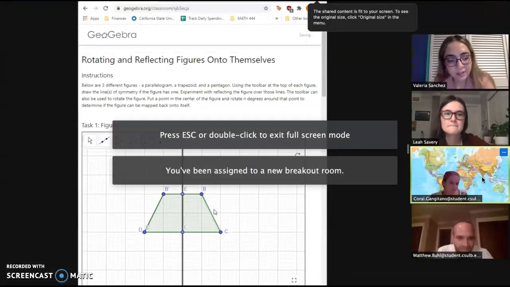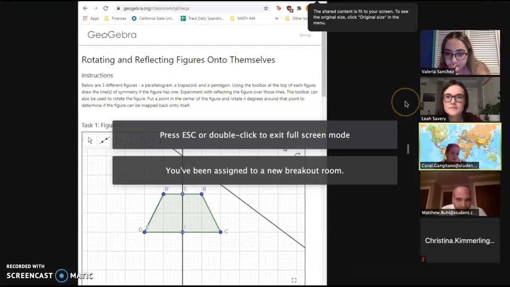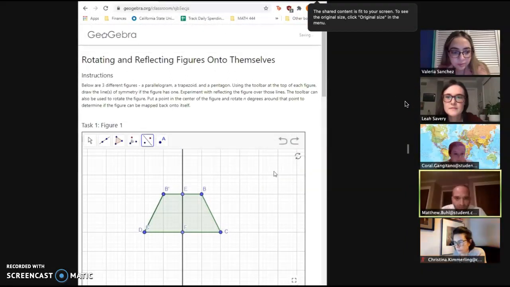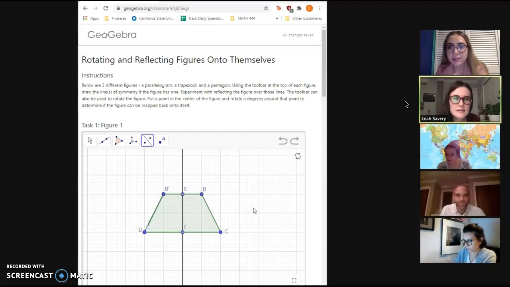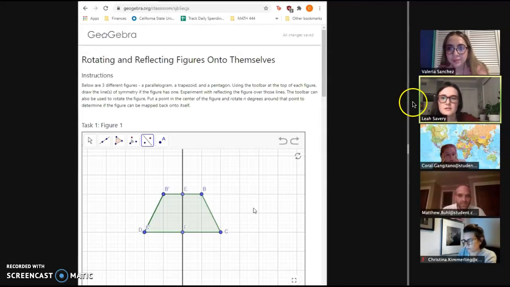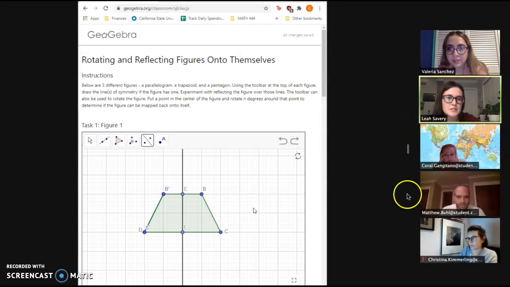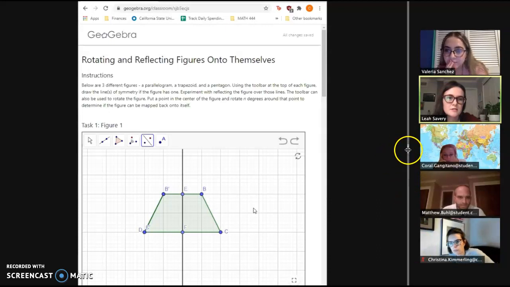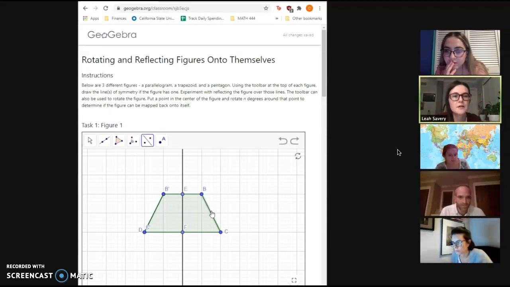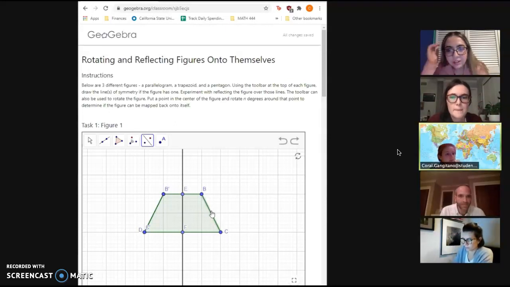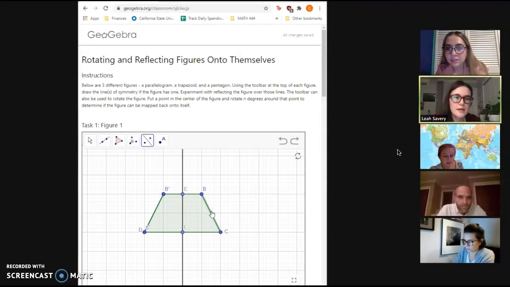Use the toolbar. Reflect figure over those lines. Hey guys, how's it going? Do you guys have any questions so far about how to work GeoGebra? I think we got it. Okay, cool. So what's that line that you guys drew right there? The line of symmetry. Awesome. Does the trapezoid have any other lines of symmetry?